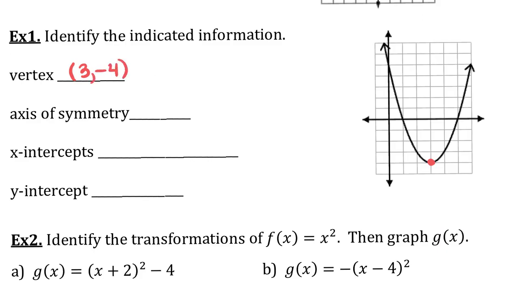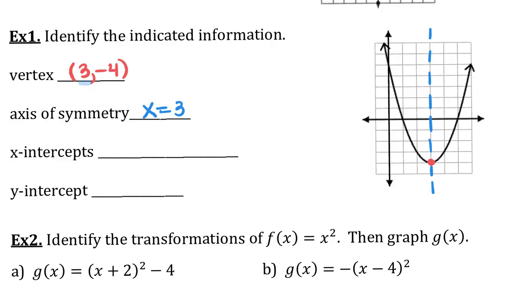Okay, the axis of symmetry divides the parabola into two symmetric halves. I'm going to make it a dashed line because it's not part of the graph. It just helps identify the information. So it looks like this. It's a vertical line, so the equation of the axis of symmetry has to start with x equals, in this case, x equals 3. Or you could figure out what x equals based on the vertex because it will always match right there.